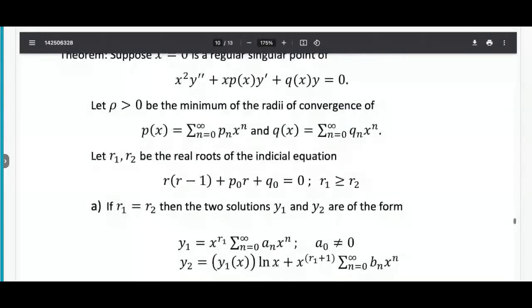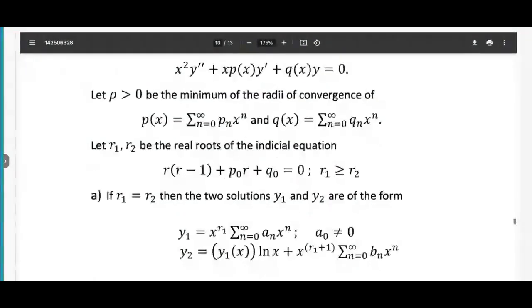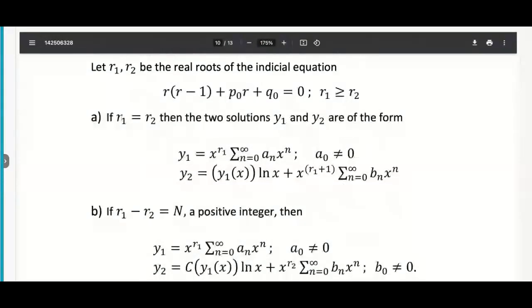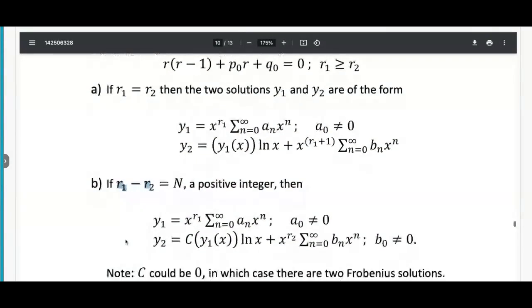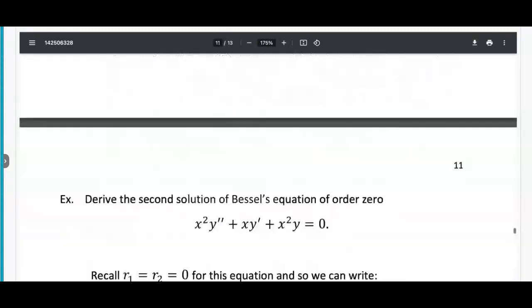So these two cases: if the two solutions of the indicial equation are the same, we have those two solutions. Those two are the indicial equation solutions, and those two are the solutions of the differential equation. If these two differ by a positive integer, we'll have those two, with those two solutions.